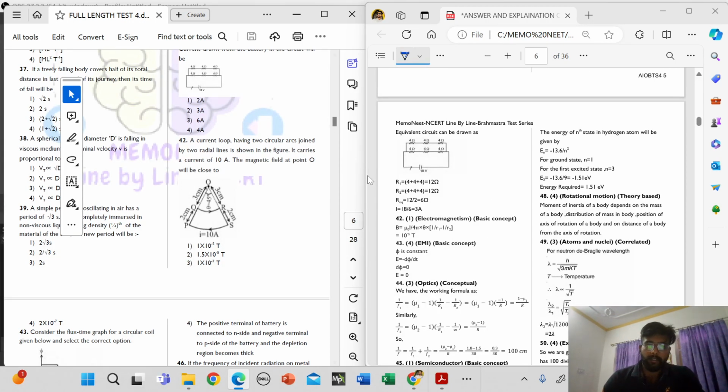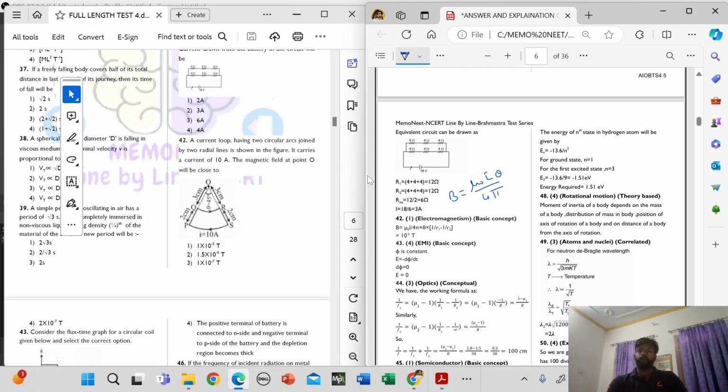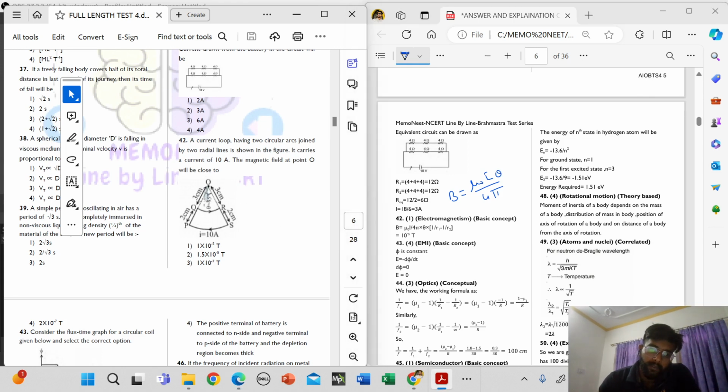We know that this magnetic field is given by mu naught I theta upon 4 pi. We have been given two circular arcs here. One is 3 centimeter and the other is 2 centimeter. We have to calculate this magnetic field in this way.